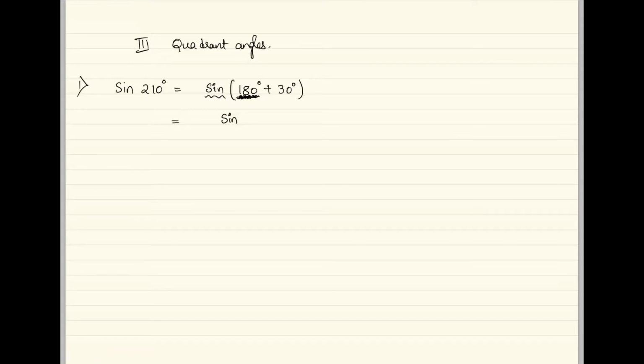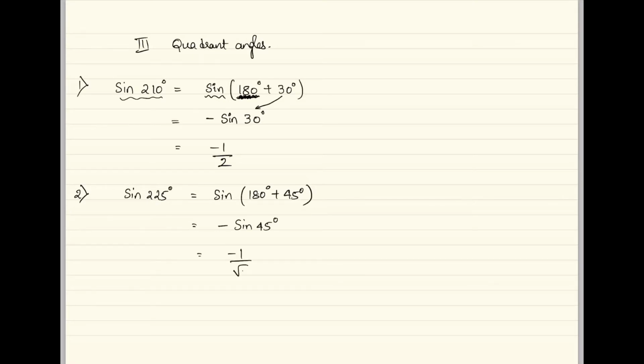Now, sine 210 we already know is in the third quadrant, so it should be positive or negative? It should be negative. So it's minus sine 30 degree. Whatever is remaining here, that will come. That is minus 1 by 2. Now let's discuss some other examples. Sine 225, sine of 180 plus 45. That is, sine will remain as sine, but it is third quadrant, so negative. Sine 45. That is minus 1 by root 2.